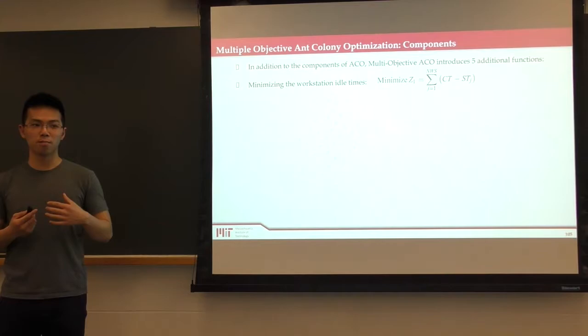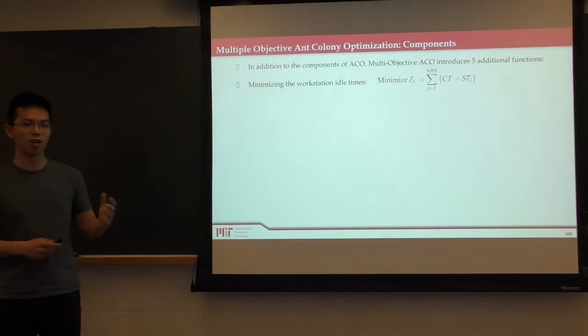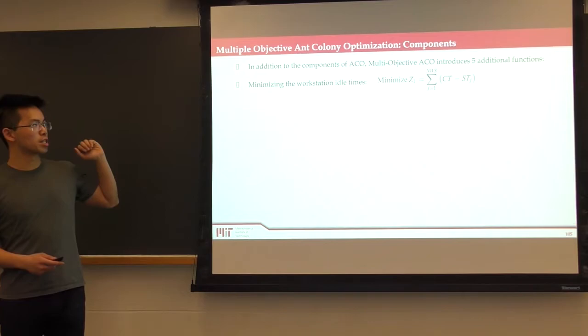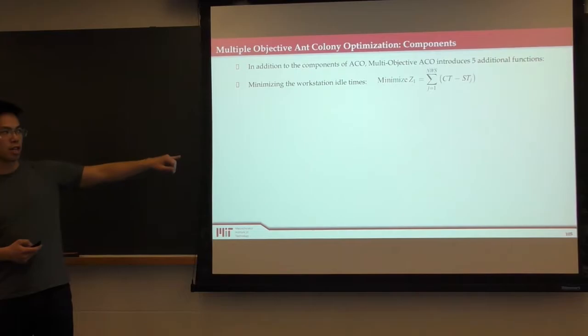And so that requires four specific cost functions, but I'll introduce five different kinds, two of which are redundant. So the first one is kind of minimizing the workstation idle times, where each workstation is removing a certain piece, and we want to minimize the amount of time that they're down for. And so CT is the cycle time, ST is the time that it's spending removing a certain part.